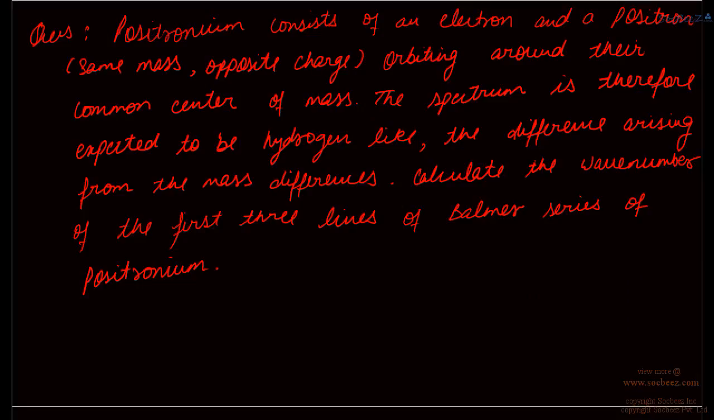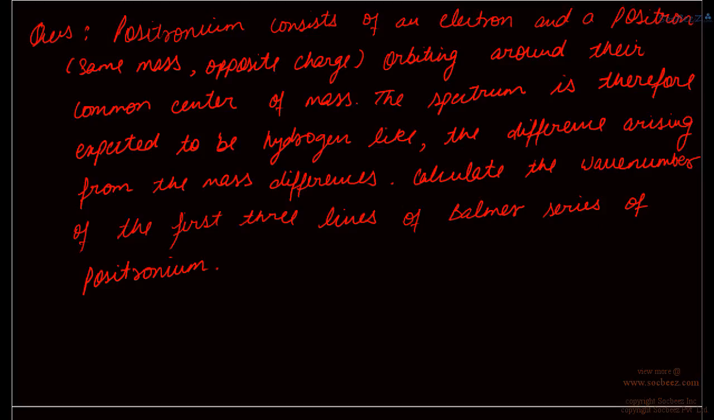The problem says that positronium consists of an electron and a positron which has the same mass and opposite charge. That is, a positron is a positive species with the mass of that of an electron. So positronium consists of an electron and a positron orbiting around their common center of mass. The spectrum is therefore expected to be hydrogen-like, the difference arising from the mass differences. Calculate the wave number of the first three lines of Bohr series of positronium.